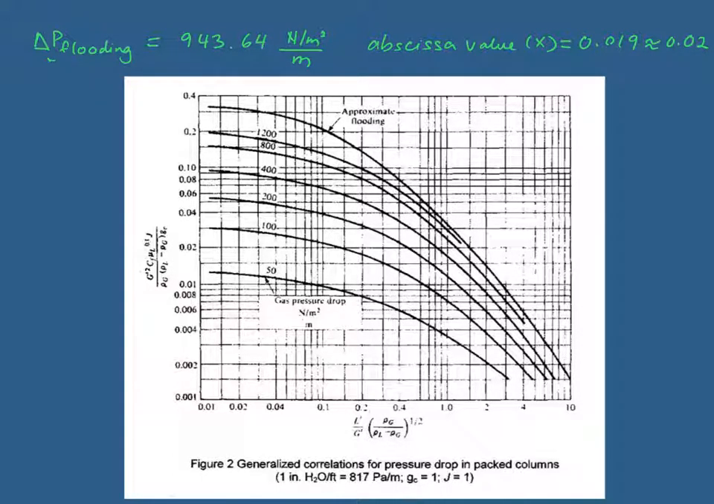From the delta P flooding, the value that we have is 943. So it approximately lies in between the approximate flooding of 800 to 1200. So therefore now we need to sketch the curve to get the approximate value. The abscissa value that we have is approximately 0.02. So for the x coordinate that we have, 0.02 is our abscissa. We're going to draw a vertical line until it reaches the approximate flooding curve, and then draw a horizontal line to get the value of the ordinate.